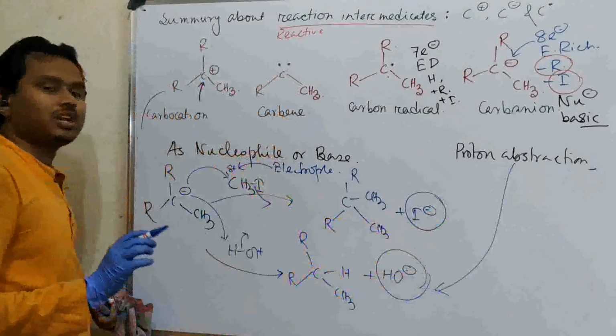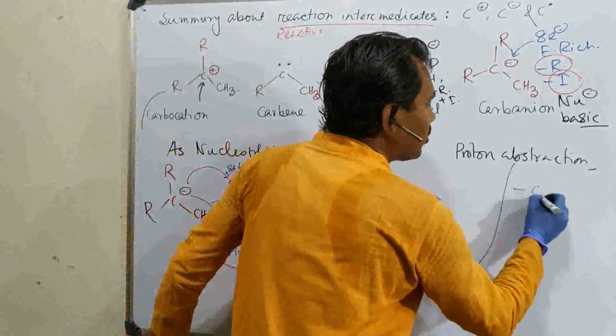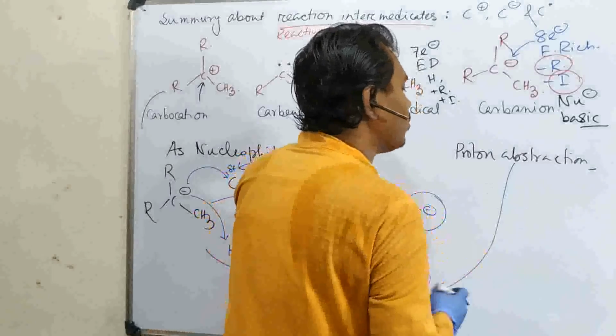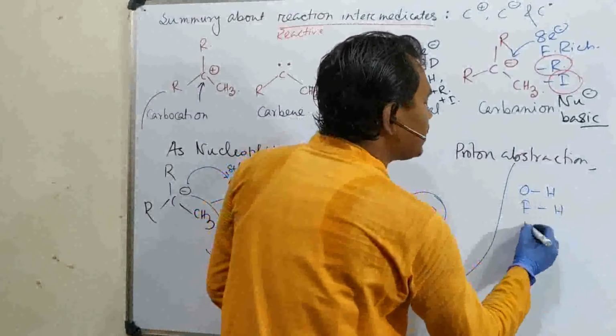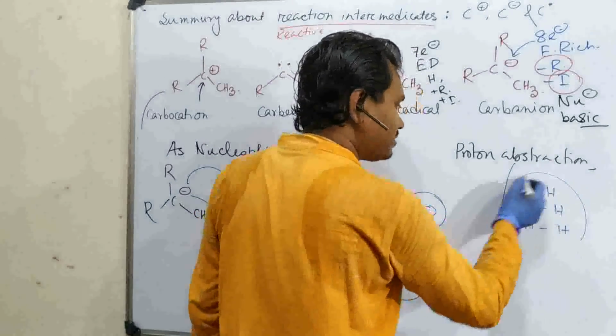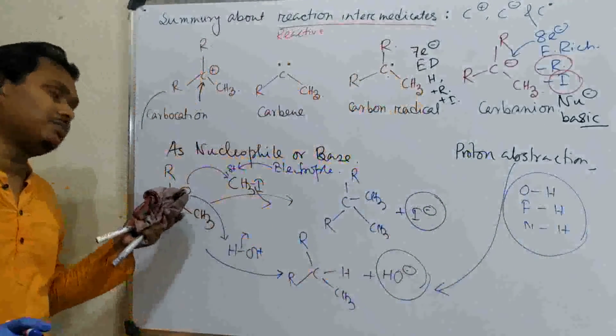So any compound having an active proton, meaning an OH bond, FH bond, NH bond, like this. There are some other examples also, but these are commonly used. So they will be abstracted by this C minus.